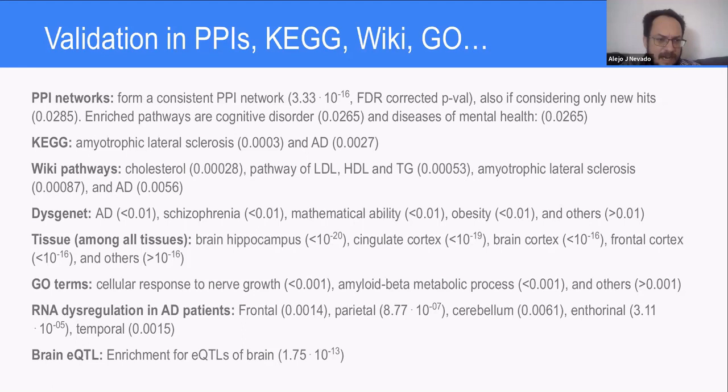One is KEGG, also a very standard pathway enrichment database. There we get amyotrophic lateral sclerosis and Alzheimer's disease itself as enriched. We also test WikiPathways, DisGeNET. We also test for which tissues, so the genes that we find, in which tissues they tend to be expressed, and so on. Also brain eQTLs and some other tests. And all of them serve to show, yeah, the genes are what you should find, plus there are some other genes that are of interest. Can we go to the next slide, please?